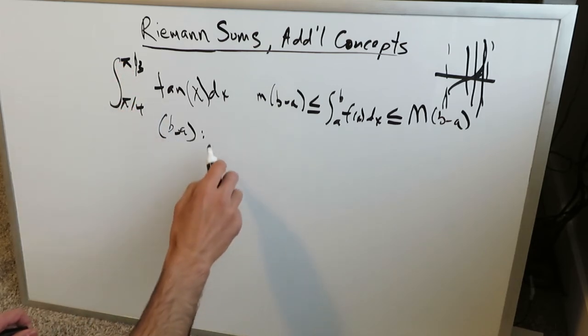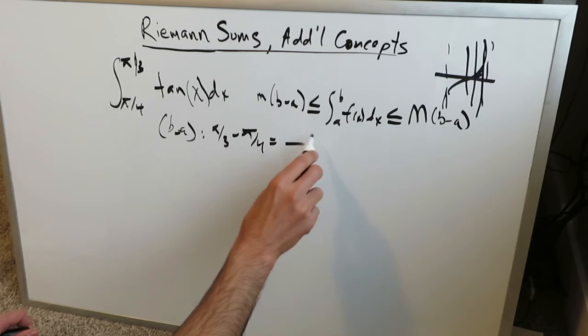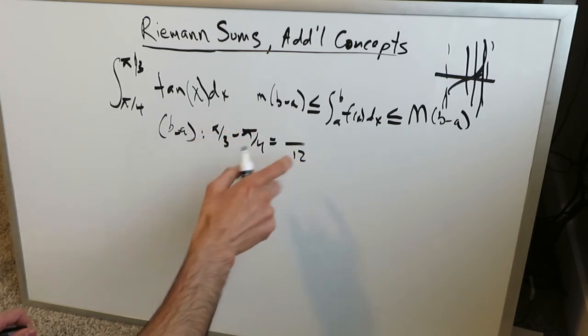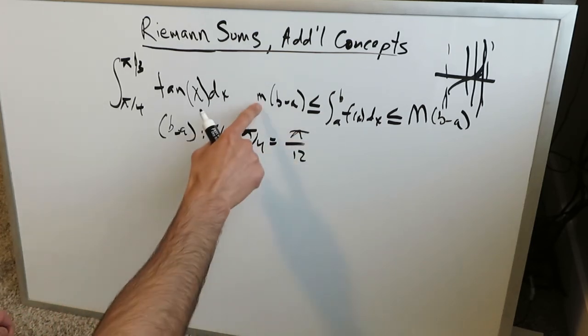It's pi over 3 minus pi over 4. This is just a fraction. Common denominator of 12. 3 goes in 12 4 times. 4 pi minus 3 pi, you get pi over 12. That's your interval. Now let's find the lowercase m.